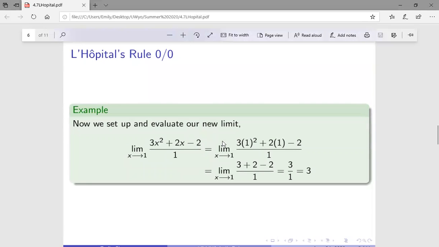Next, we set up our new limit. So our original limit now becomes the limit as x approaches 1 of 3x squared plus 2x minus 2, all over the value 1. We plug in 1 in the numerator, and we get 3 plus 2 minus 2 over 1. So 3 over 1 equals 3. And boom, we found a number. And if you want to check our original limit by factoring, you'll get the exact same answer. So let's check. We saw something that said 0 over 0. Let's check the graph and see that it truly does equal 3.